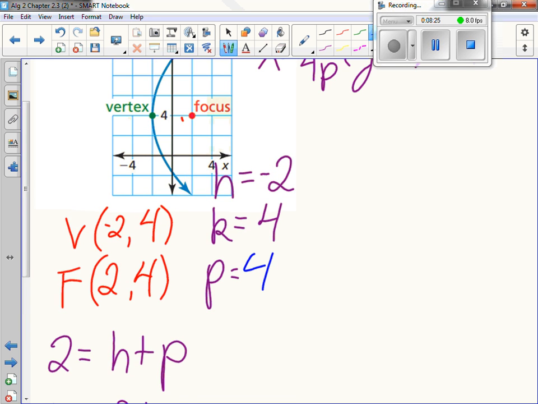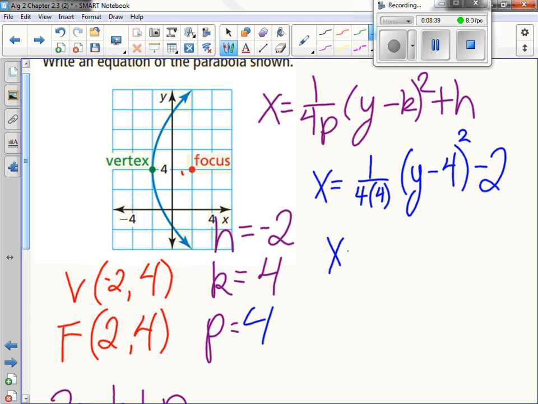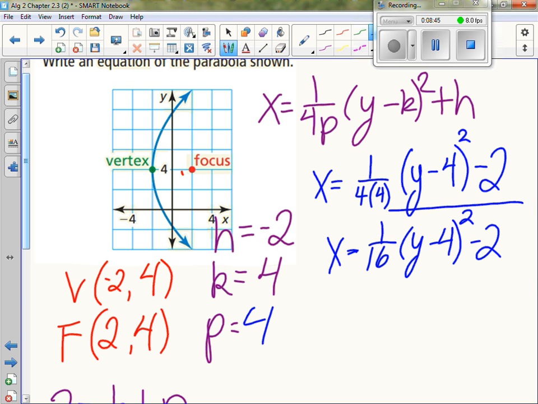Then what do we do next? We plug it in. So x equals 1 over, well, 4 times 4, we have that again, y minus 4 squared minus 2. And that's all we have for this here.